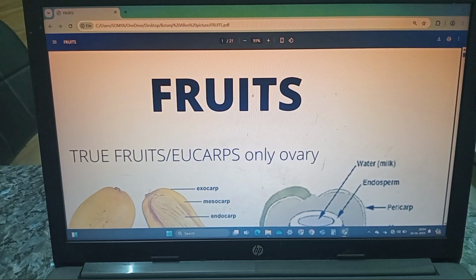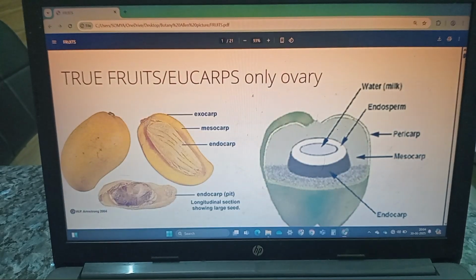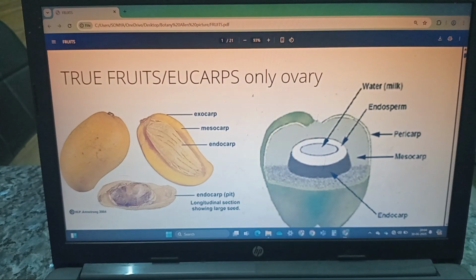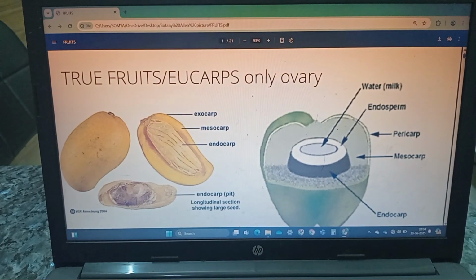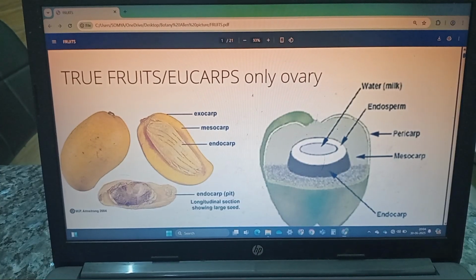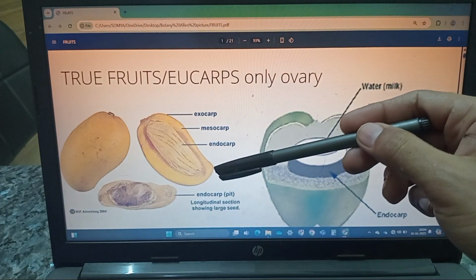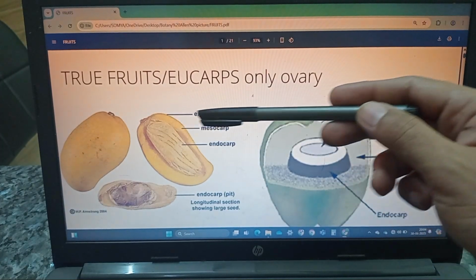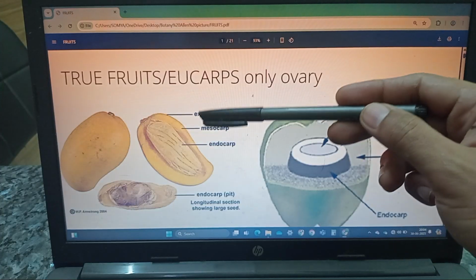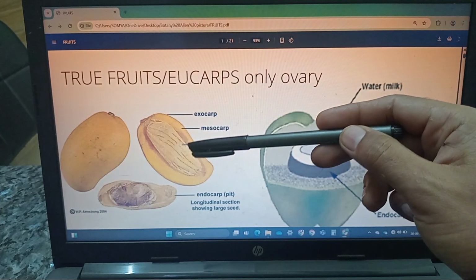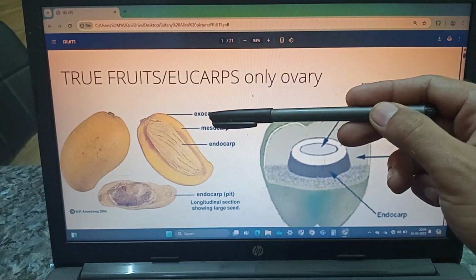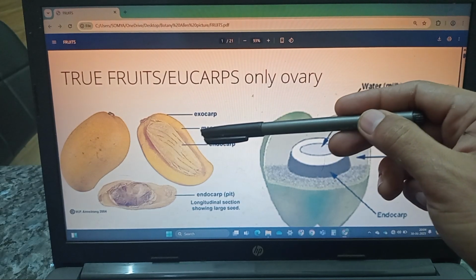The wall of the fruit is called the pericarp. So the ovary wall changes into pericarp. The ovary changes into fruit and the ovary wall changes into the pericarp. If you see the pericarp, it has three parts. For example, in this mango, which is a fruit, this outer layer is the exocarp, epicarp. These all three are parts of the structure called pericarp. So pericarp includes three things: the epi, meso, and endo.